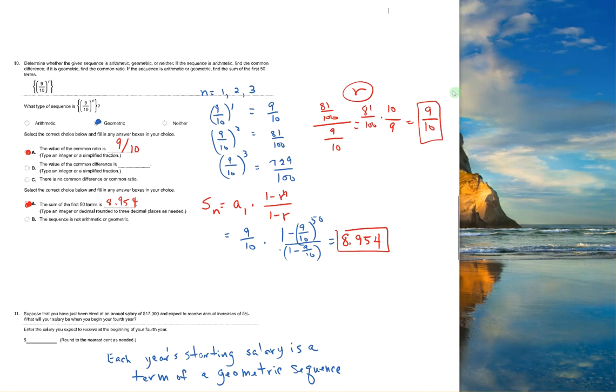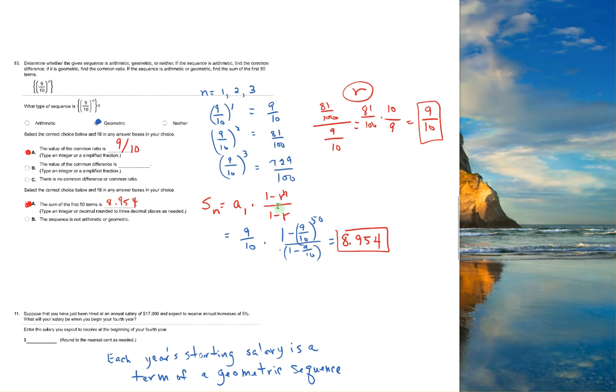And we get 9/10. If you did it with the next pair, dividing that by that, you would get the same thing. So there is a common ratio, and it is 9/10. Now the sum of the first terms. Here is the formula: a sub 1 times (1 minus r to the n) over (1 minus r).